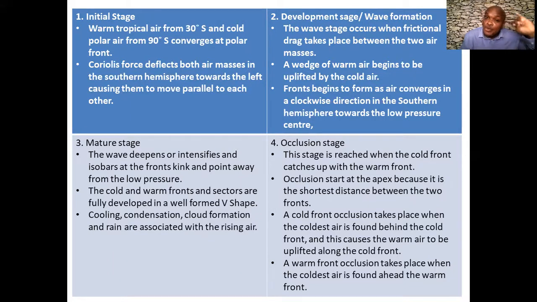We can have a cold front occlusion. We can also have a warm front occlusion. It's very key to know and understand what's happening in the cold front occlusion and the warm front occlusion. A cold front occlusion takes place when the coldest air is found behind the cold front. And this causes the warm air to be uplifted along the cold front.